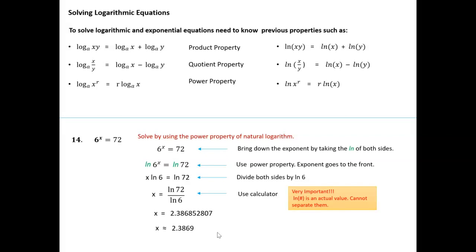Now, very important about natural logs, or logs themselves: the natural log of a number is actually a value. You cannot separate them. For example, the ln of 6 is a number, and the ln of 72 is a number. You cannot say you divide by ln on both sides here. These do not cancel, because these are two values. You cannot say it'll be 72 divided by 6, because these are two complete values for the numerator and the denominator.